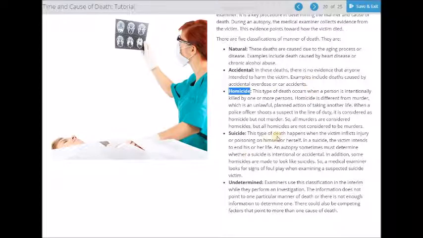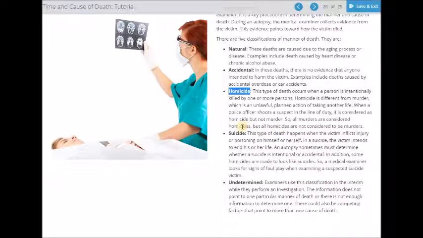Another type of death is homicide. That's when someone is unlawfully killed. Not that there's a lawful way to kill somebody, but I guess there kind of is. But homicide is when it's done by a person who killed them for whatever reason. When a police officer shoots a suspect in the line of duty, it's considered a homicide but not murder. Does that make any sense? So murder is when you're killing somebody because you hate them or whatever, but homicide is a lot of other reasons, right? So all murders are considered homicides, but not all homicides are considered murders.